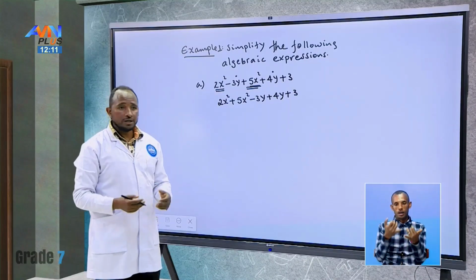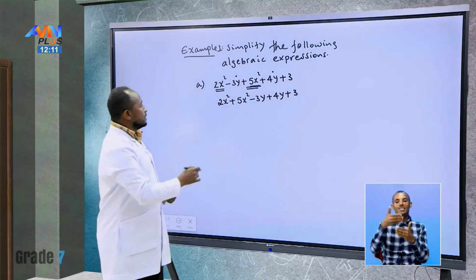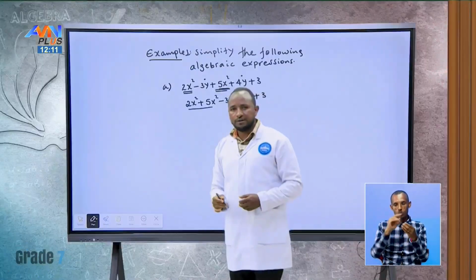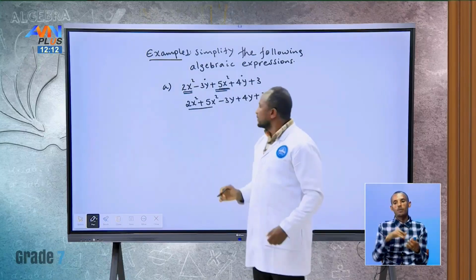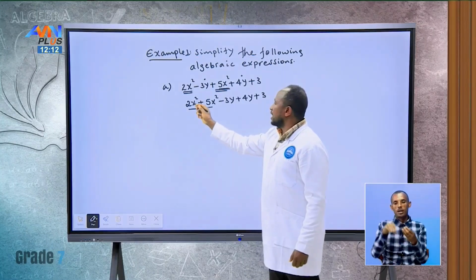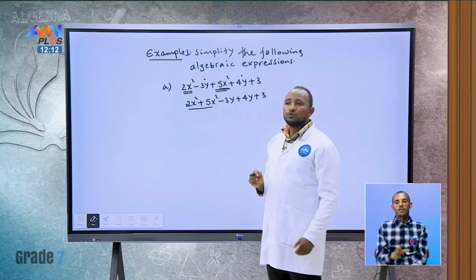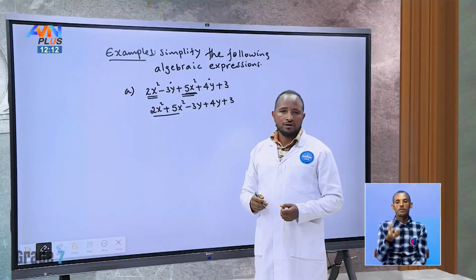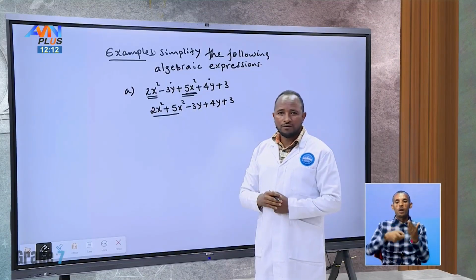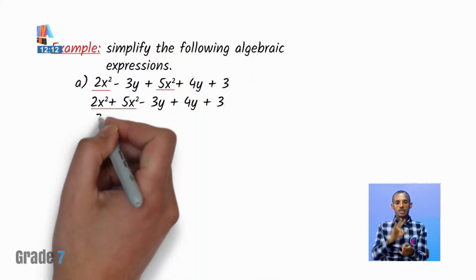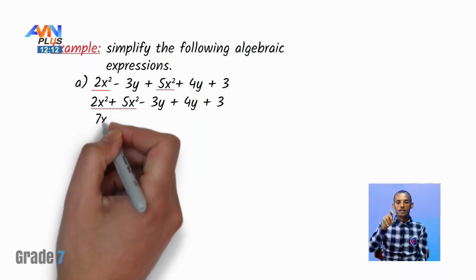Now, what's the next step? The next step is simply to add the numerical coefficients of the like terms. Here the numerical coefficient for this one is 2, for this one it is positive 5. 2 plus 5, so what's 2 plus 5? 7. Therefore, the answer for this one is 7x squared.